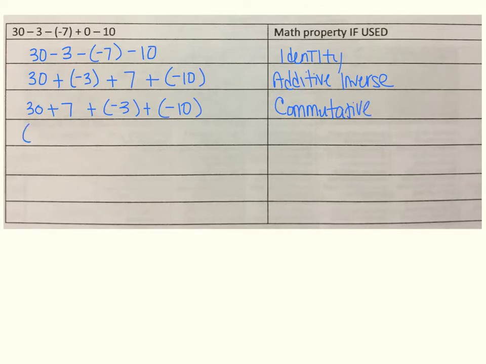Now I'm going to group. You can obviously see I'm grouping my positives and my negatives again. That's associative. Now is when I start solving. I start solving what's in those parentheses first, okay? So the 30 and the 7, the negative 3 and the negative 10, okay? And then I can actually solve and get my answer. The answer here is 24.